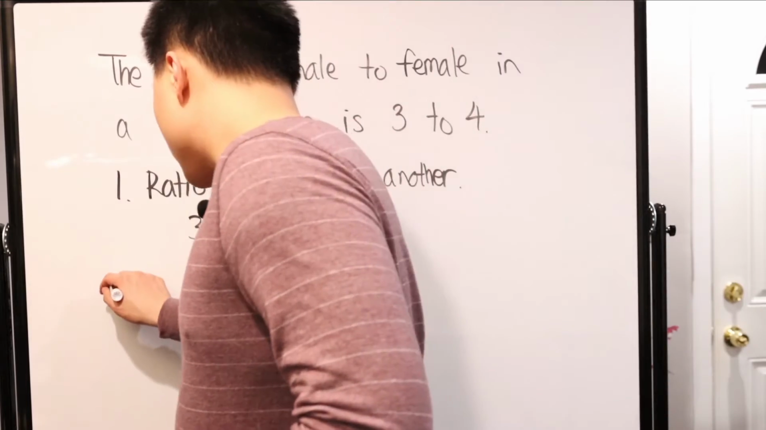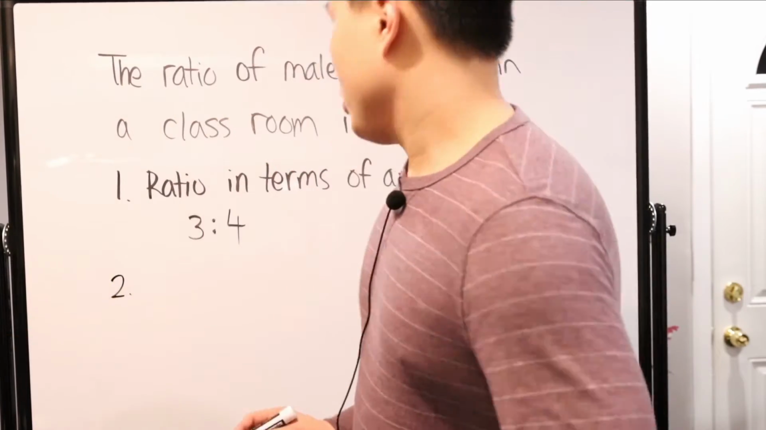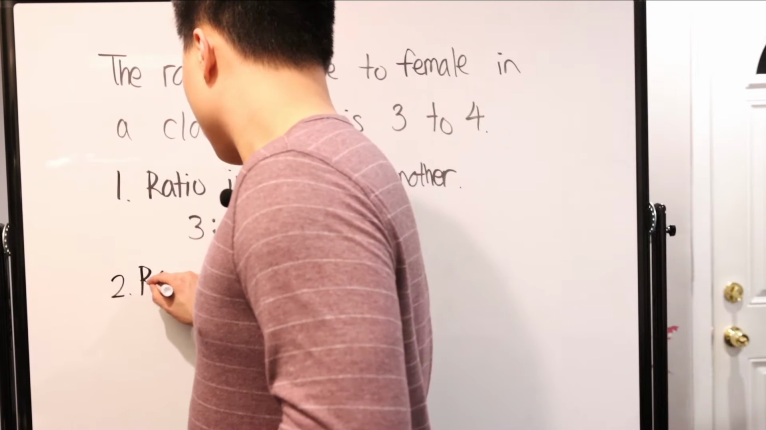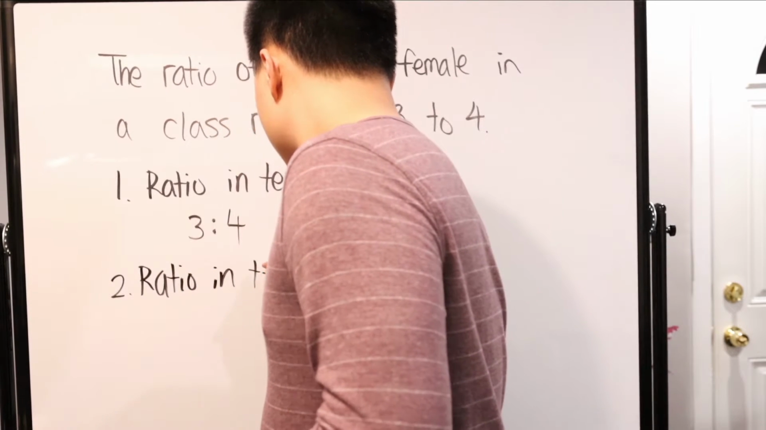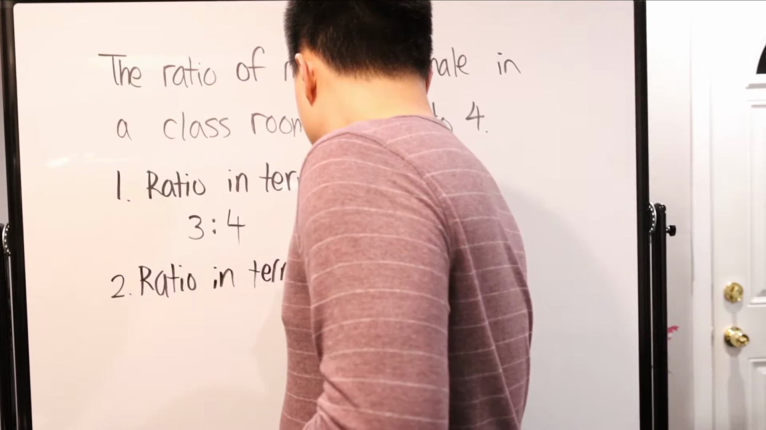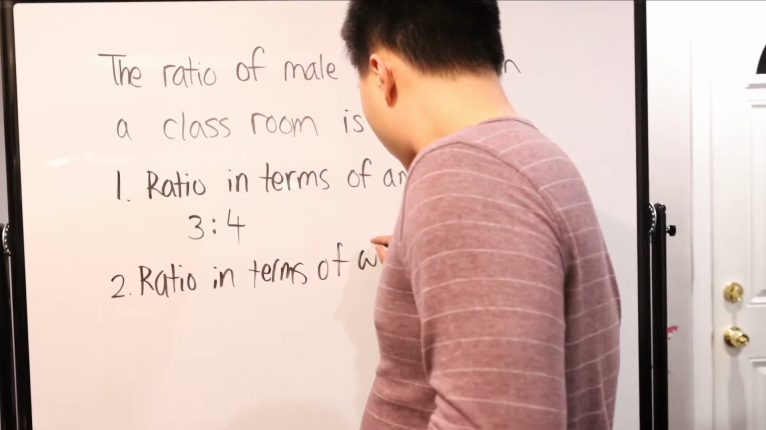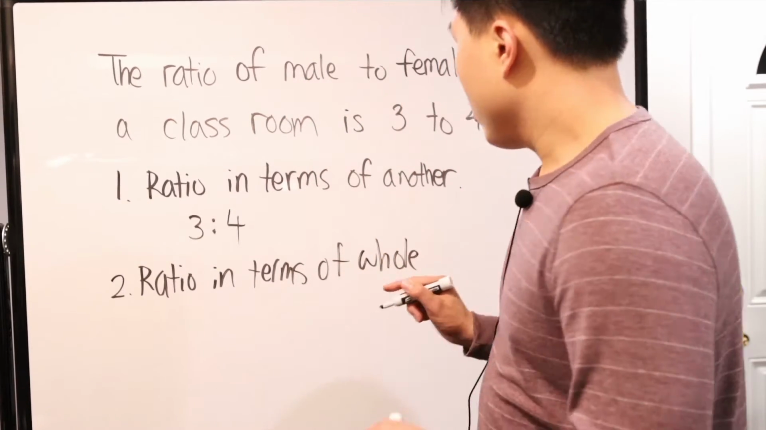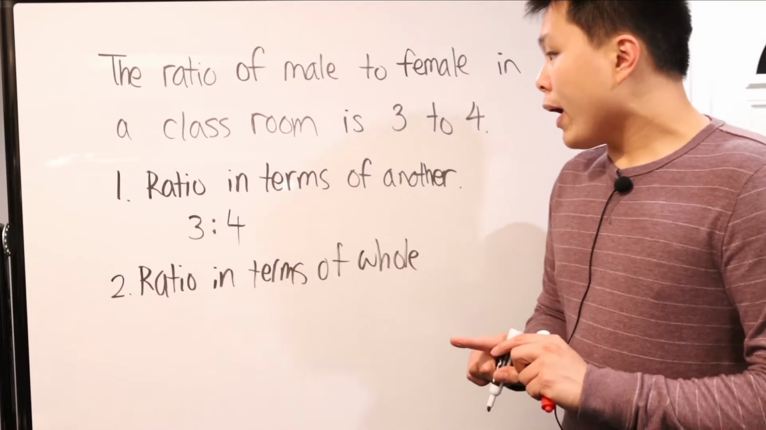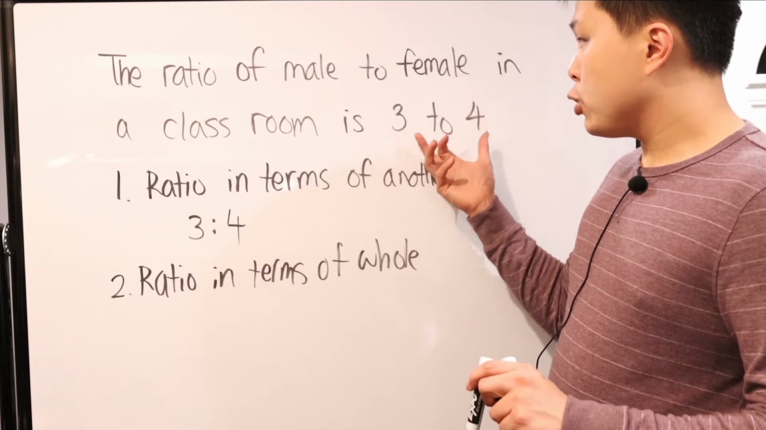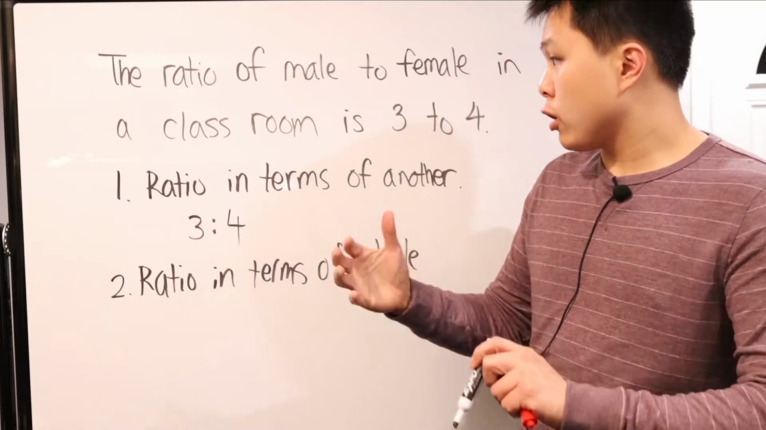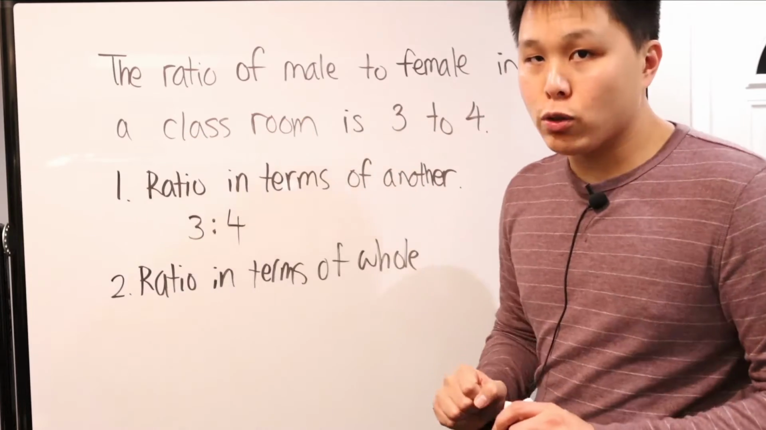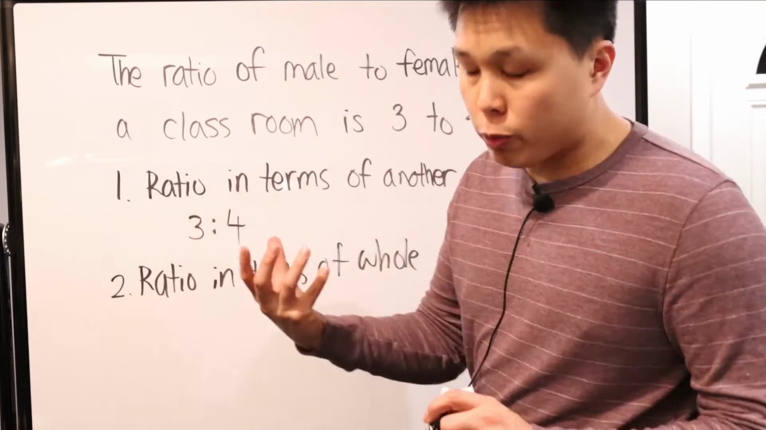The second type of ratio is the one that actually we like a little more, right? The ratio in terms of whole. Now, what do I mean by that? Well, rather than comparing one number to the other, so in this case male to female, you're going to say male in terms of a group in the classroom, right? It might not be the whole classroom, but at least a group in the classroom.